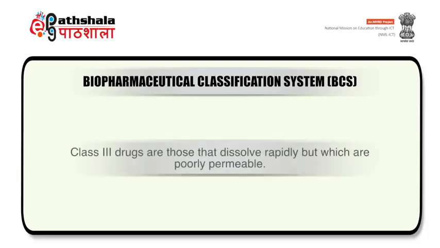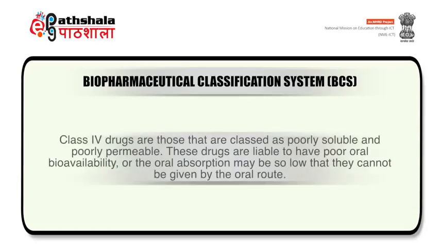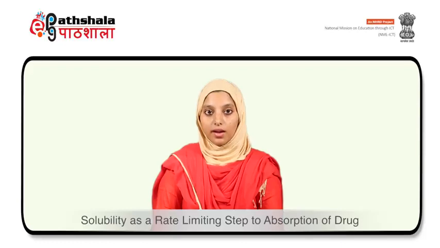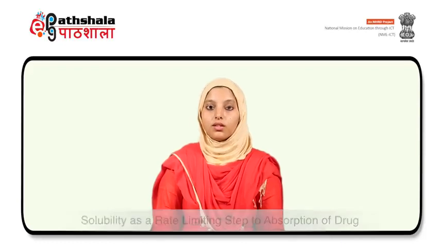Class 3 drugs are those that dissolve rapidly but which are poorly permeable, and the class 4 drugs are those that are classed as poorly soluble and poorly permeable, as these drugs are liable to have poor oral bioavailability or the oral absorption may be slow, as they cannot be given by oral route. Next is solubility as a rate limiting step to absorption of drugs.